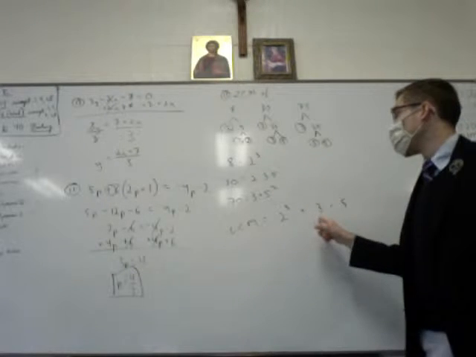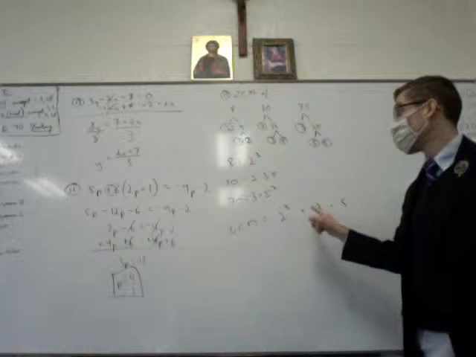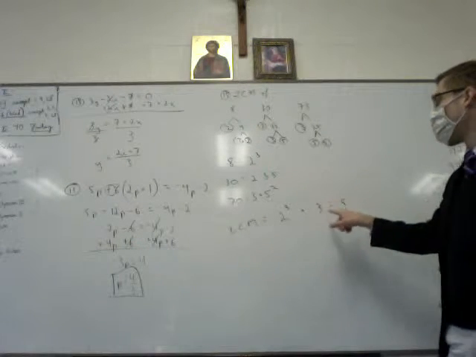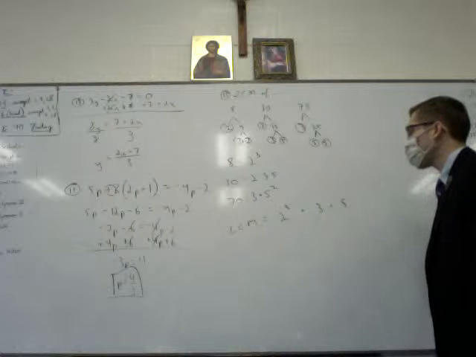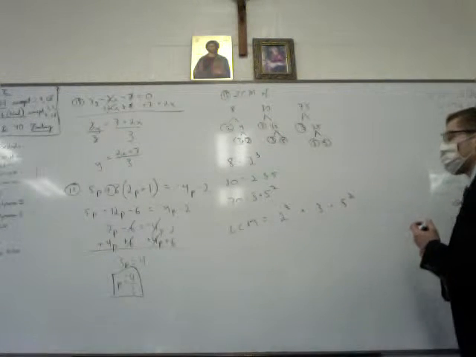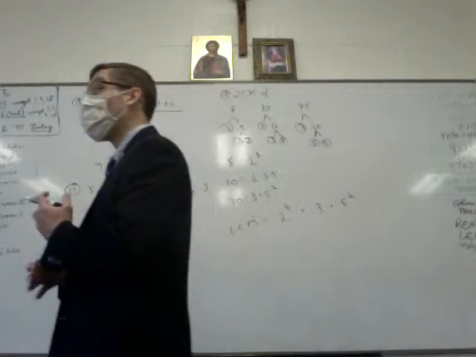What power of 3 do we need? 3 to the 1st. This one has 3 to the 1st, this one has 3 to the 1st, this one has 3 to the 0. So the highest power is 3 to the 1st. And what about 5? We need 5 squared. Okay, then if you wanted to multiply that out, you get 8 times 3 times 25, which will give you what?